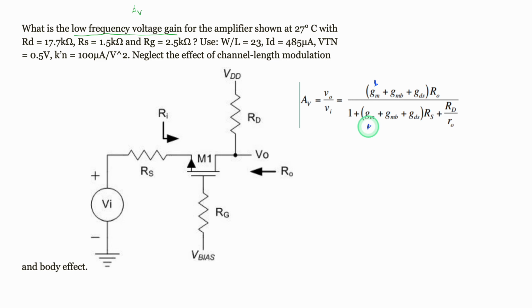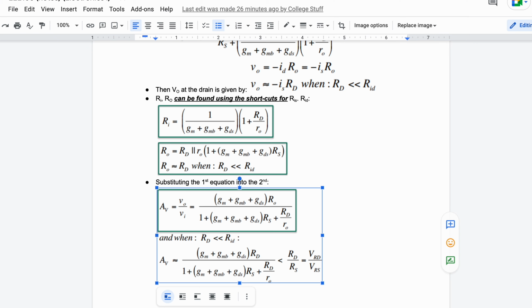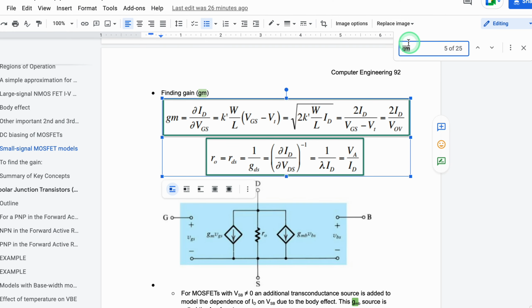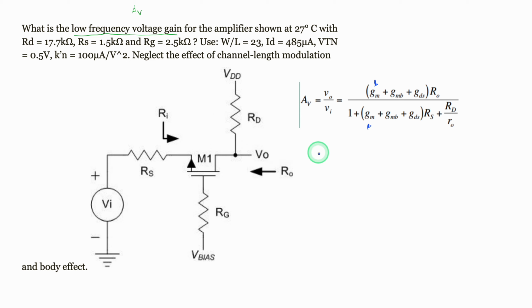First is our gm. We don't know what our gm is, but if we again look at the notes, just doing a Command or Control F and plugging in gm, we can see the following equation right here. And we're going to use this equation because of what we're given. Our equation says that gm is equal to the square root of 2 times K prime times W over L times ID. All of that we're given in this initial problem. And if we plug in all of these initial values, we get that gm is approximately 1.424 milliamps per volt. And that is how we would go about solving for our gm.